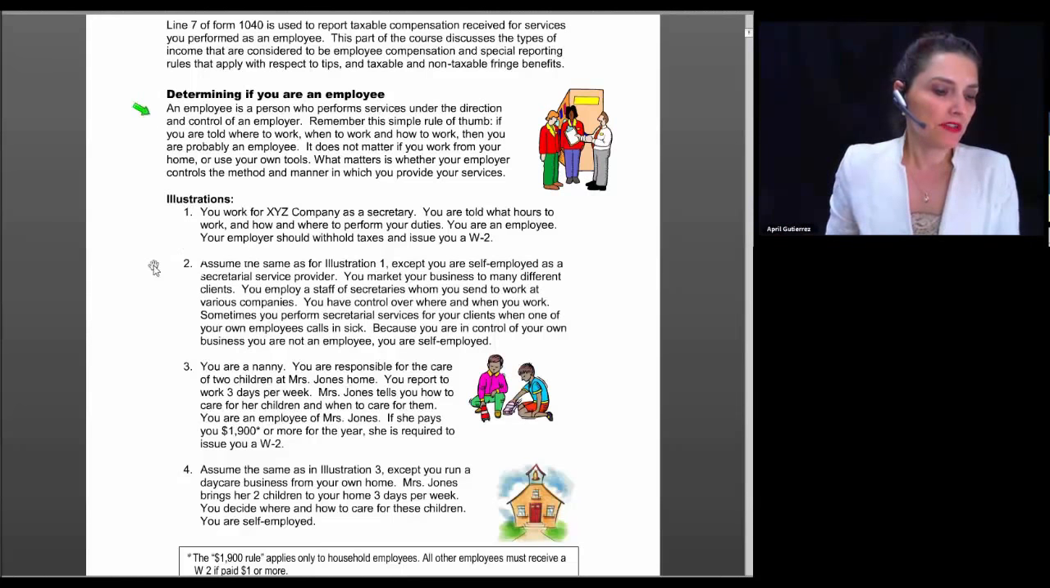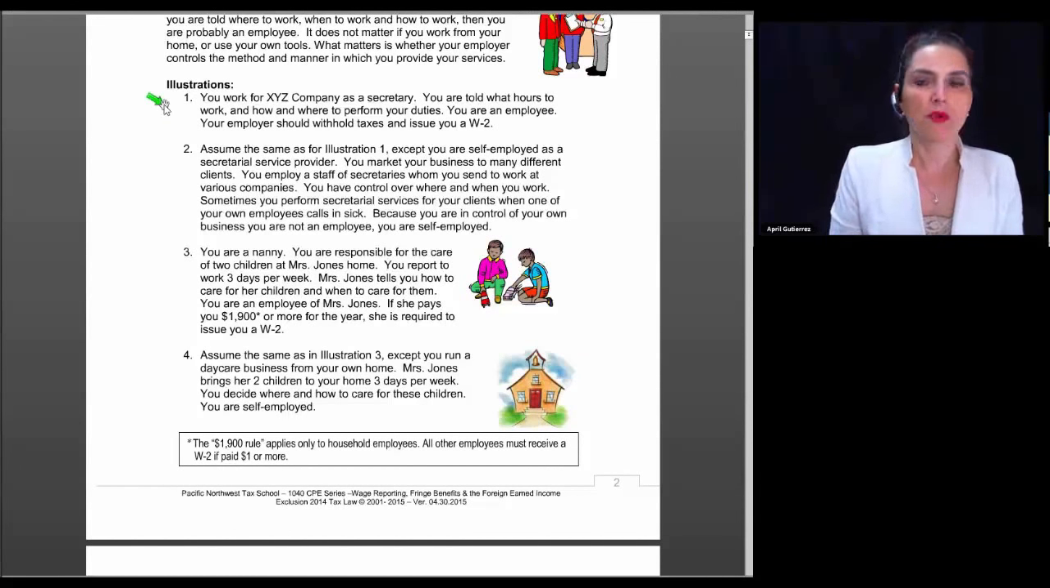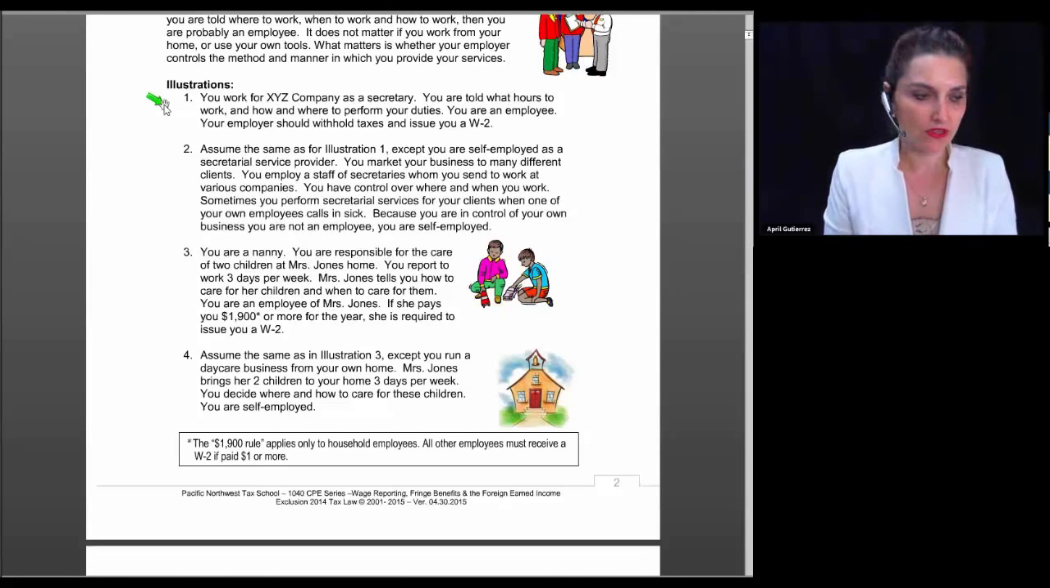So let's look at a few illustrations here to help perhaps clarify a little bit the difference of an employee. You work for XYZ company as a secretary, and you are told what hours to work and how and where to perform your duties. You are an employee, and your employer should withhold taxes and issue you a W-2.